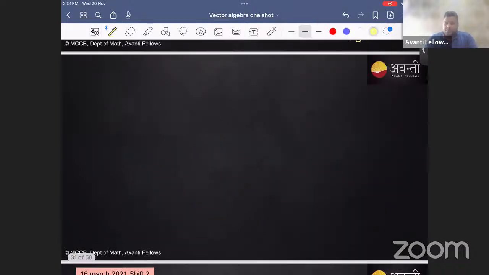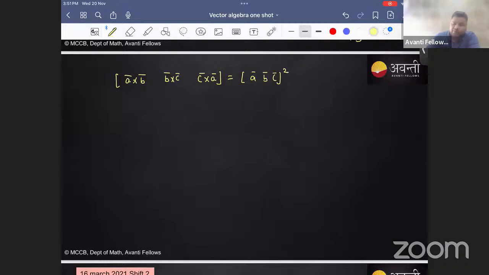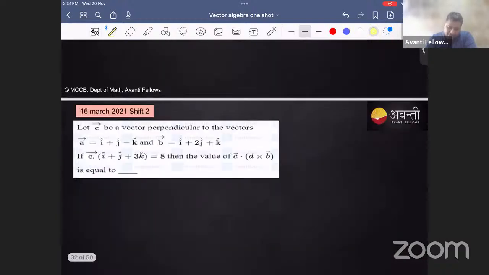Now, there is another very important result that you will remember: box of A cross B, B cross C, C cross A. The scalar triple product of these three vectors equals box ABC whole square. You try to prove it later on. A cross B, B cross C, C cross A is equal to box ABC whole square. All right. Okay.